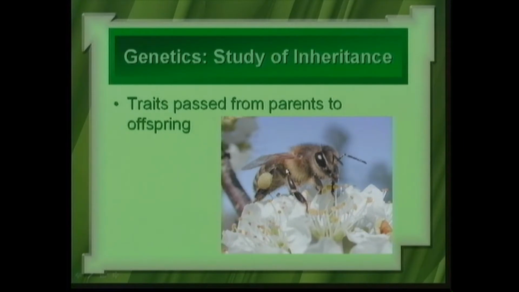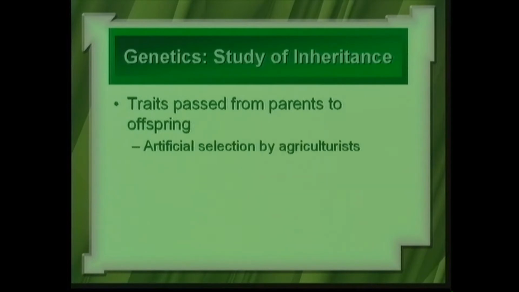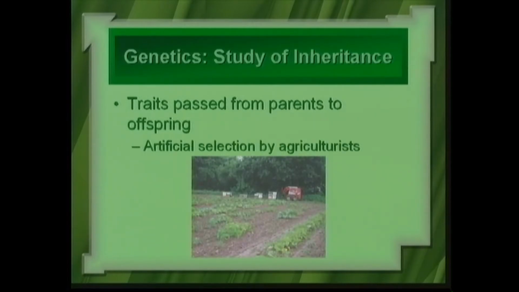So here we have a bee. This is showing sexual reproduction in a flower, with the bee acting as a vector, transferring pollen from one flower to another flower. Another example of sexual selection and inheritance is artificial selection. Agriculturists, people who are growing crop plants. Here's a picture of a farm. It looks like a little farm, and they have their honey bees in these little boxes. And of course, the bees in this instance are doing the cross-pollination.